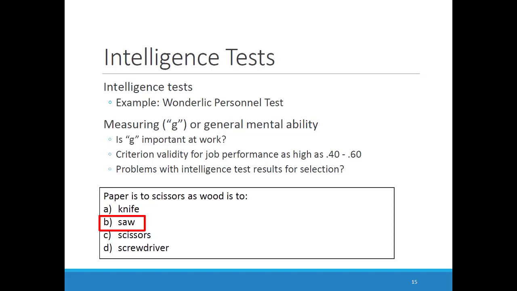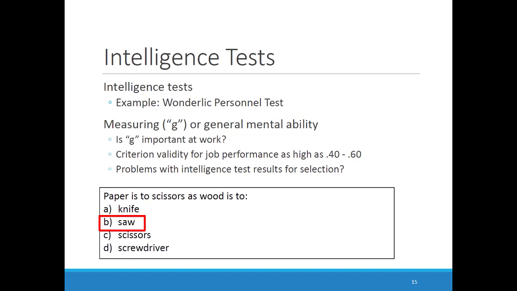In this video, we're going to talk about different types of selection methods. The first is intelligence tests. These are also known as tests of cognitive ability, and an example is the Wonderlic Personnel Test. These intelligence tests say that they measure G, or general mental ability. So G is another way of saying general cognitive ability, which is another way of saying general intelligence.